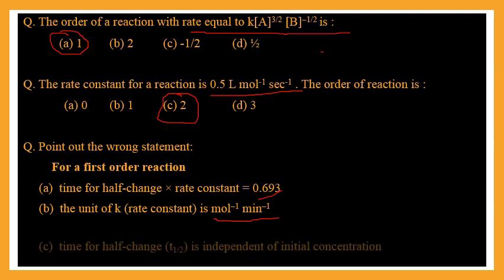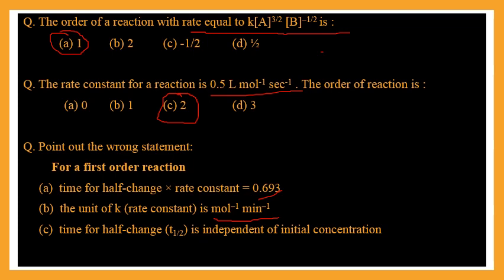Now let's check the third one. The time for half change, T half, is independent of the initial concentration for a first order reaction. Yes, according to the formula which I have already discussed, T half is equal to 0.693 by rate constant. It means the half time for a first order reaction is independent of the initial concentration. It doesn't depend upon the concentration of the reactant. So the third statement is correct here.